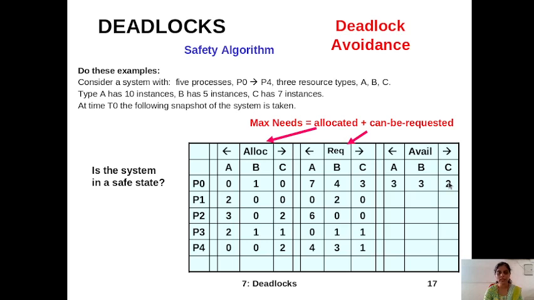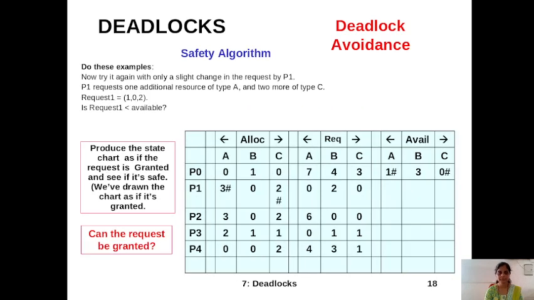We run the safety algorithm and check whether we are able to find a particular safe sequence. If yes, then the system is in a safe state and deadlock will not occur. So this is what we are trying to run.